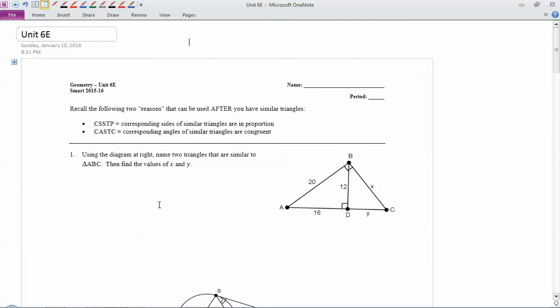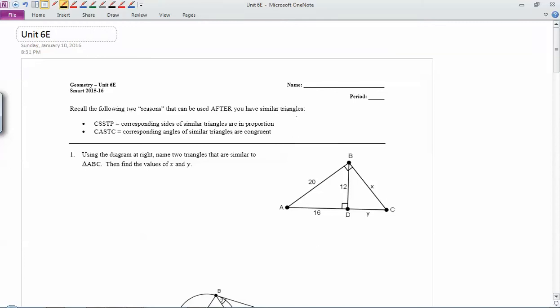So far we've learned about AA similarity. That means that if you can show that two angles of one triangle are congruent to two angles of another triangle, then the triangles are similar. And then once you have that, you can set up the sides in a proportion, or you can say that the angles are all congruent to each other.